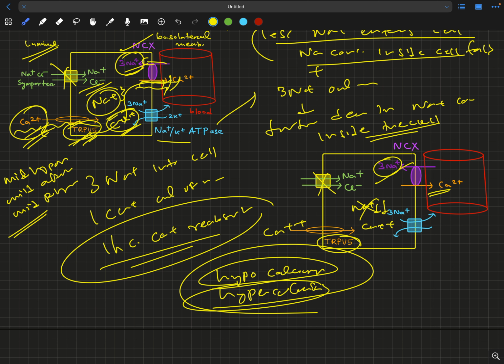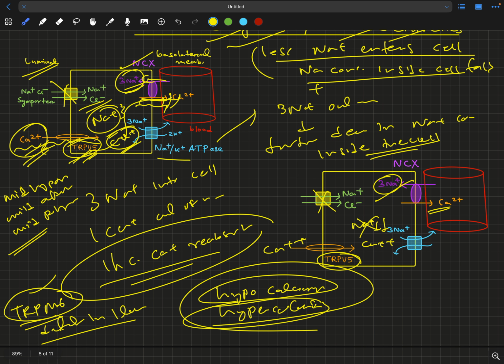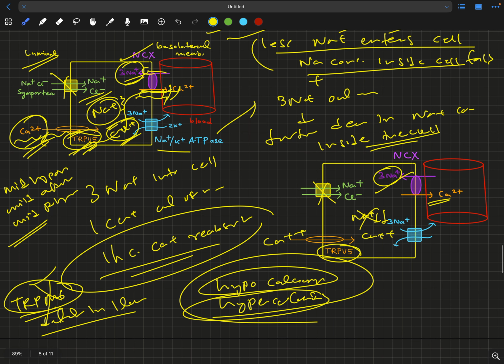If there is a sodium chloride cotransport defect present in the DCT, it is also associated with a TRPM6 defect in the ileum. This TRPM6 channel which is present in the ileum is responsible for magnesium reabsorption from the GIT. Gitelman syndrome is also associated with this. So if this channel is defective, there will be less magnesium reabsorbed from the fluid into the blood. So impaired magnesium reabsorption equals hypomagnesemia. This can also lead to tetany.